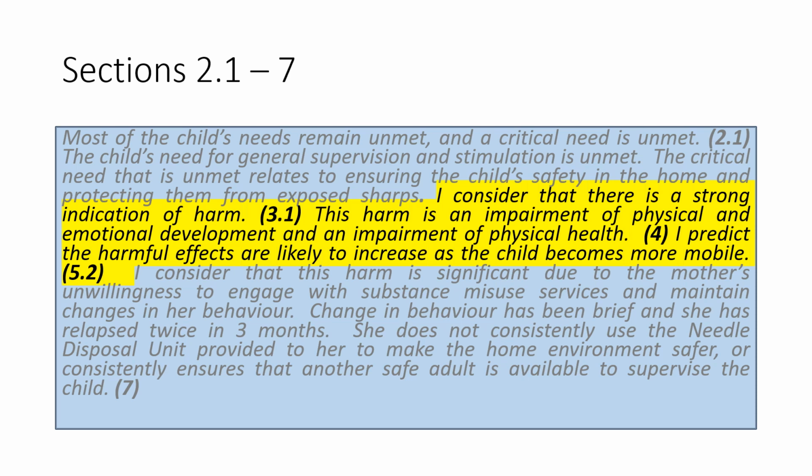Prediction from 5.2 is again short. These three sections read as, "I consider that there is a strong indication of harm. This harm is an impairment of physical and emotional development and an impairment of physical health. I predict the harmful effects are likely to increase as the child becomes more mobile."